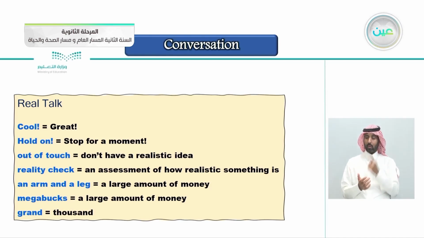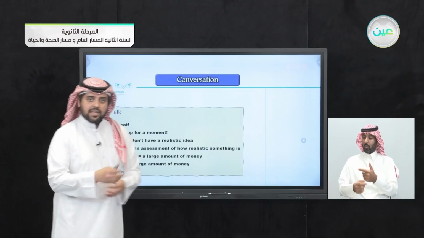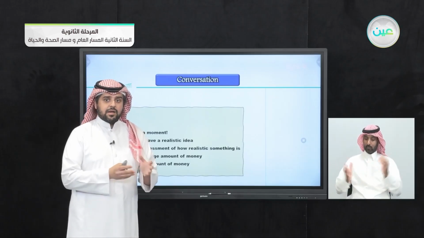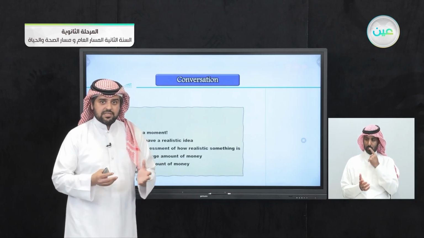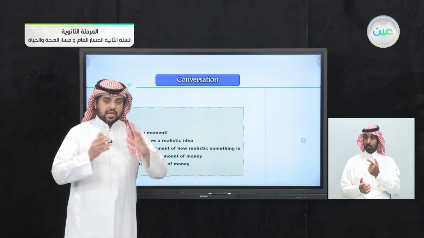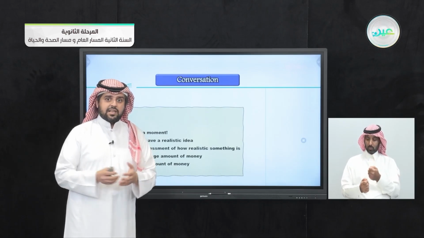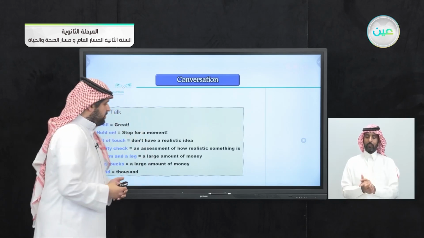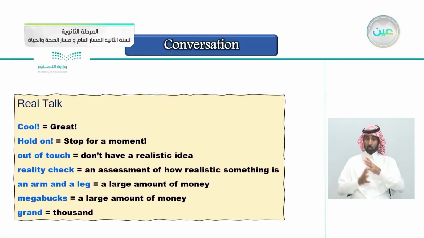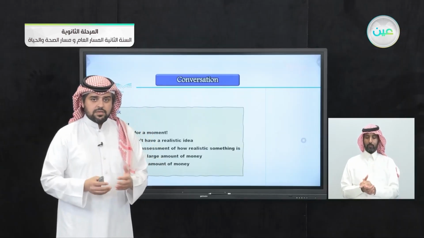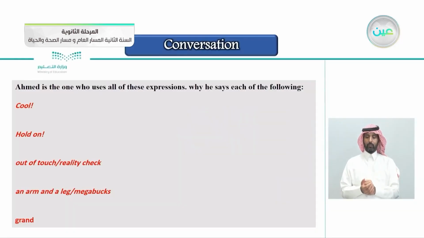An arm and a leg, a large amount of money. If you see something very expensive, for example a very expensive car, you will say, this car would cost me an arm and a leg. It means that it's too expensive. Megabucks, large amount of money. Grand, thousand. When you say 1 grand, 2 grand, 15 grand, it's the same as saying 1,000, 2,000, 15,000, and so on.